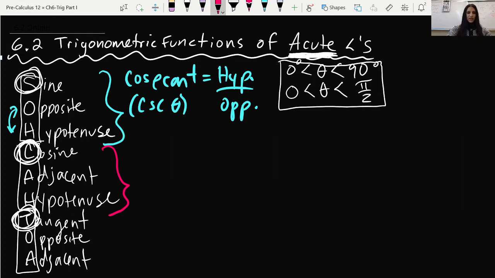Okay, so the reciprocal that goes with this would be called secant. So secant goes with cosine and cosecant goes with sine. So it's actually the opposite of what you would intuitively think. And we would abbreviate that this way. Secant theta is how we would write it. And that's the opposite of that. So it'd be hypotenuse over adjacent.